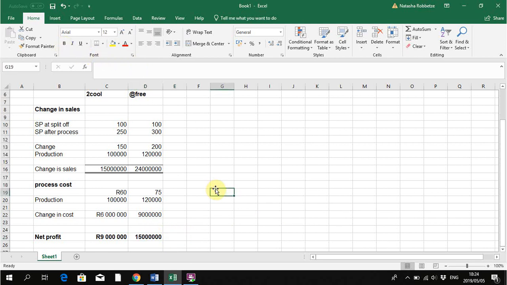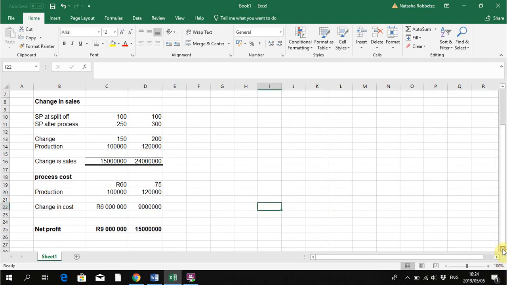Should the calculation leave you in a situation where the change in sales is actually less than the change in the cost, then obviously that is a net loss. And you want to then avoid further processing that product because there's no use in running a business and you sit with a situation where you are running at a loss. So it's very important that the change in sales should exceed the change in the processing costs.